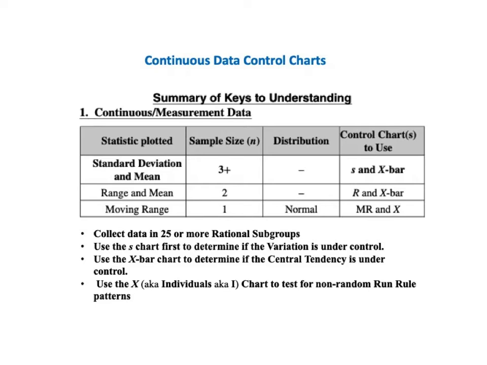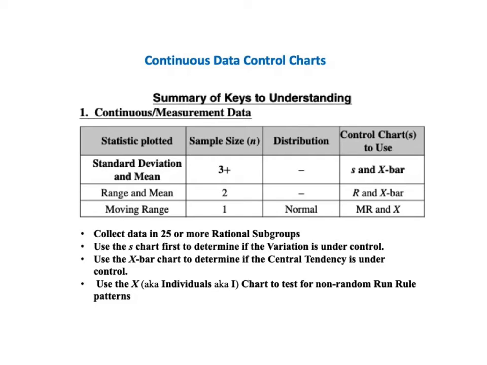Let's start with continuous data. For continuous data, we want both the variation and the central tendency of our process to be under control. Variation is usually measured by the standard deviation, and central tendency is measured by the mean. So we should look at a control chart for each. That is why software often produces them in pairs, as shown in the far right column of this table.